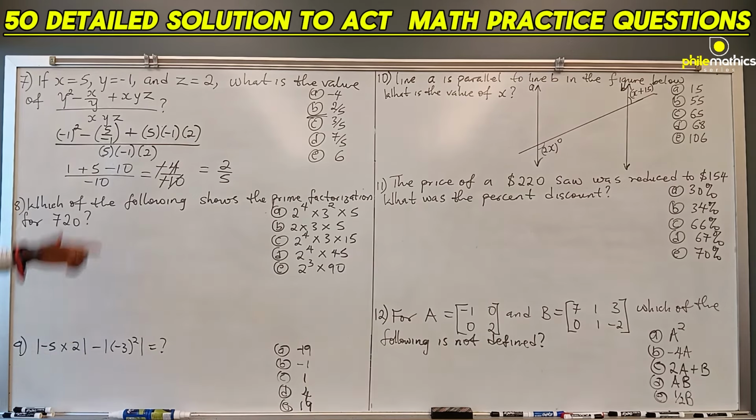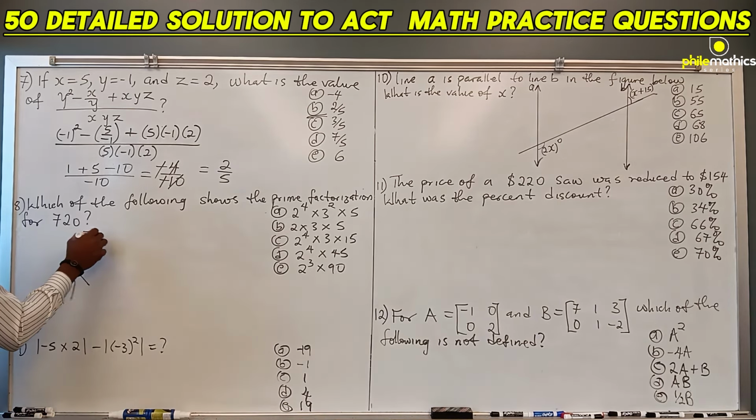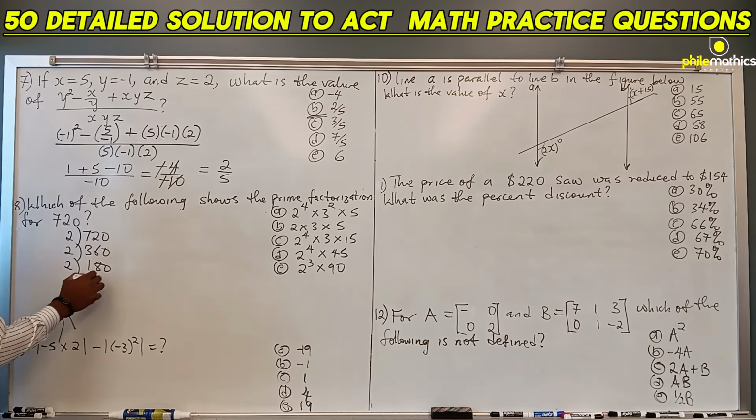Question 8 says, which of the following shows the prime factorization for 720? So all we can simply do is to factorize this to its least form, having only prime numbers. So 720, if 2 goes, we have 360. If 2 goes, we have 180. If 2 goes, we have 90. If 2 goes, we have 45. 3 can go, we have 15. 3 can go, we have 5. And 5 can go, we have 1.